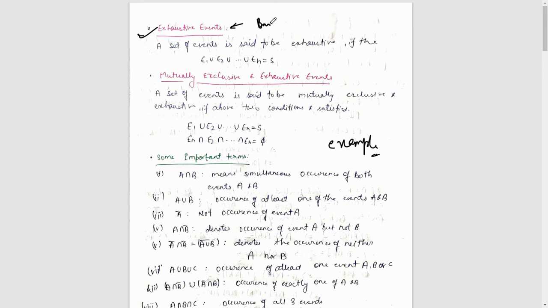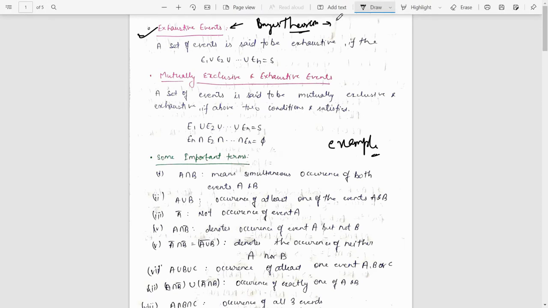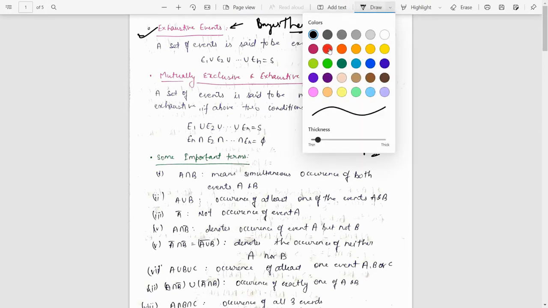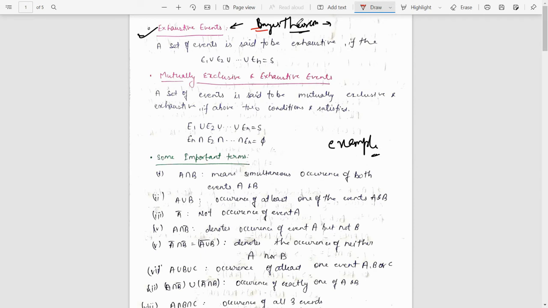In probability, Bayes theorem is the most important thing because a lot of questions are framed based on it. Not only now, when you go to college and give tests for placement, you'll also find a lot of questions related to Bayes theorem. So Bayes theorem is the most popular thing in probability. So, exhaustive event. Let's say you have n events.